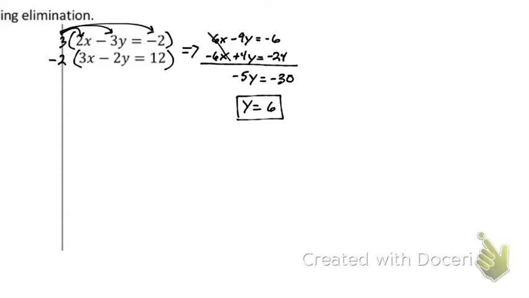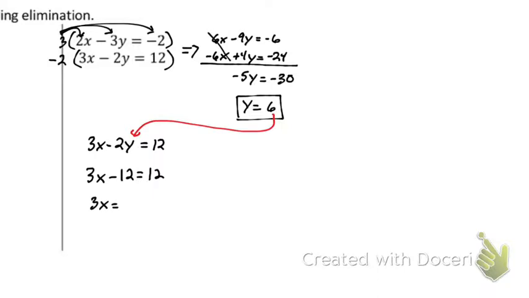So let's go ahead and I'm going to take the second one. I'm going to use the 3x minus 2y equals 12. I'm going to take that 6 and plug that in there. And so we're going to have 3x minus 2 times 6 equals 12. Add 12 to both sides. We'll have 3x equals, looks like 24. So we're going to have x equals 8.